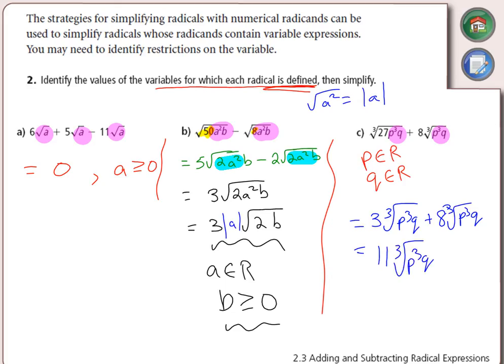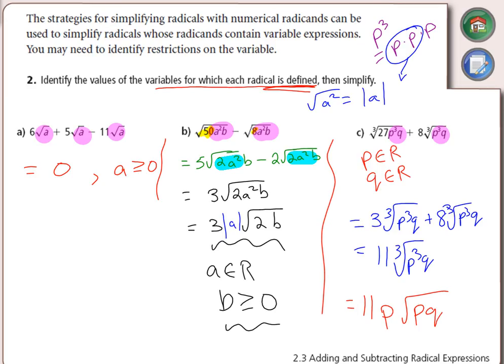Now let's try to reduce what's underneath. I can reduce the P cubed. P cubed is equal to P times P times P. And I'm looking for a square root. That means groups of 2 to come out. I can do that. That's going to leave me with 11 P. Don't have to use the absolute value on this one because it's not a square root happening here. And then we're left with 1 P and 1 Q underneath.